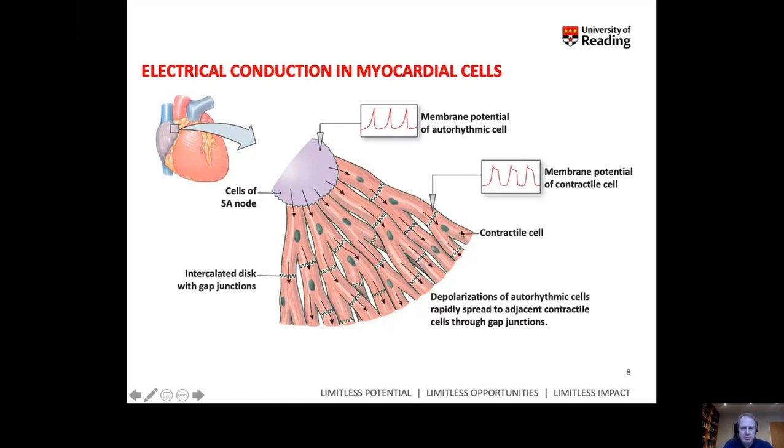Essentially, the take-home message from this is that the reason that the morphology of the cells is important is because it allows depolarization to spread across this syncytium using these gap junction connections. Slightly different, well, different to what we see in skeletal muscle and smooth muscle.